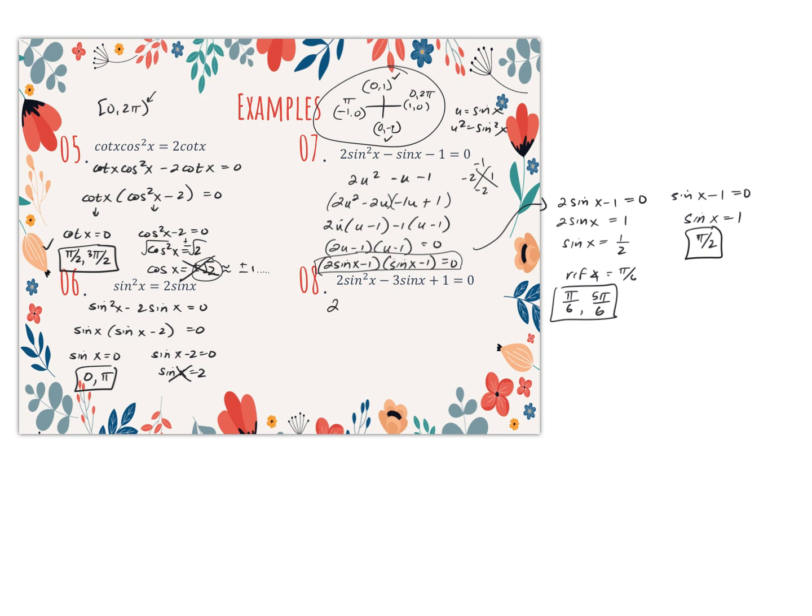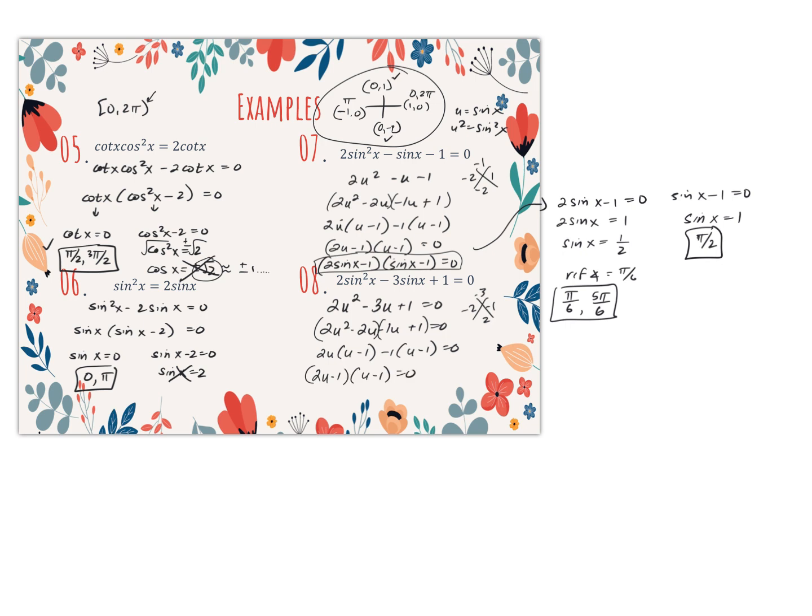Some people, again, like to do the u method, so I'll do that. 2u squared minus 3u plus 1 equals 0. Again, I know my product is 2, my sum is -3, so it's minus 2 minus 1. So 2u squared minus 2u minus 1u plus 1 equals 0. Group, group. I've got 2u, u minus 1, minus 1, u minus 1. And my factors are 2u minus 1 and u minus 1.